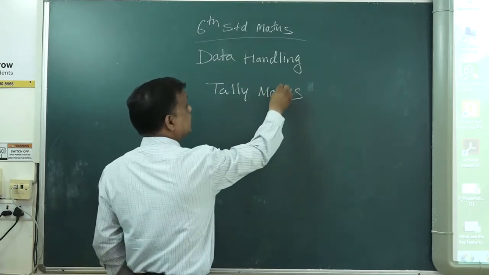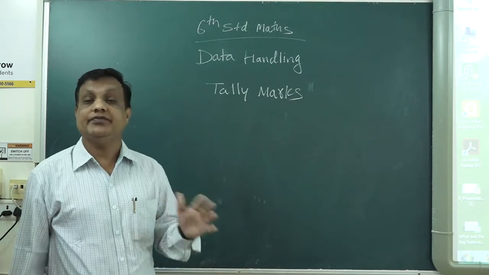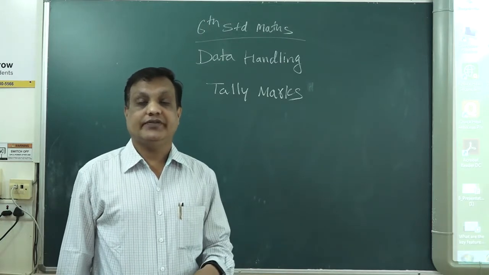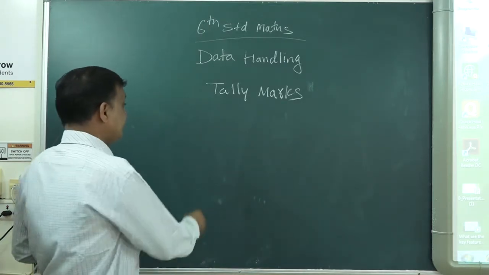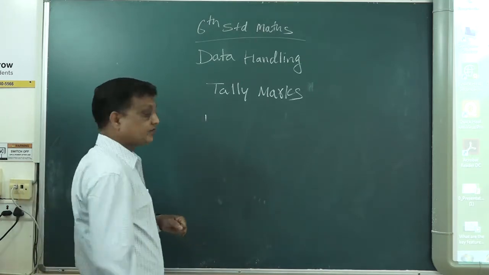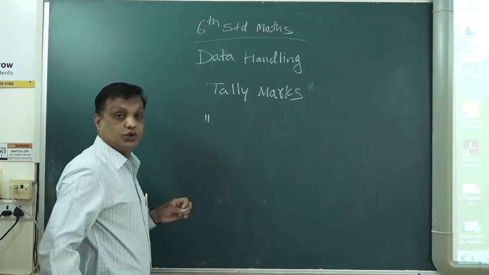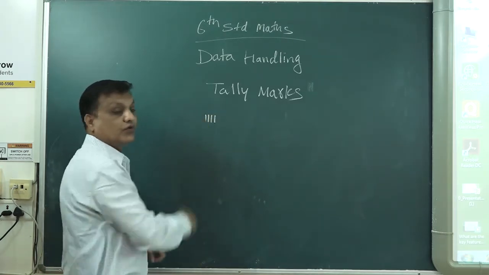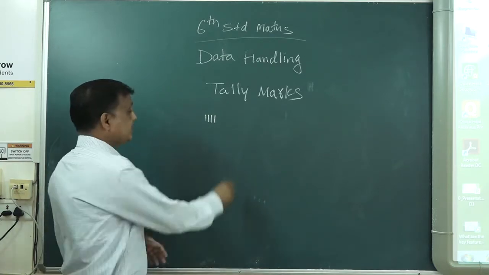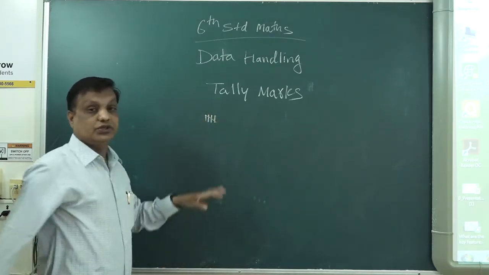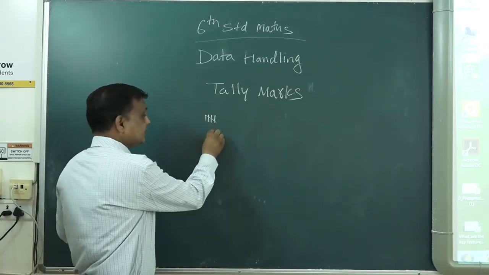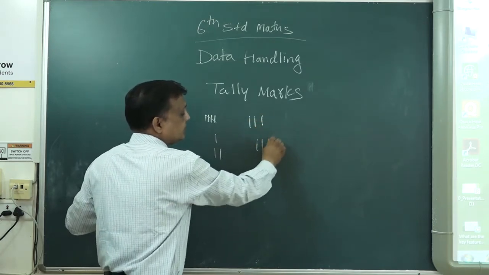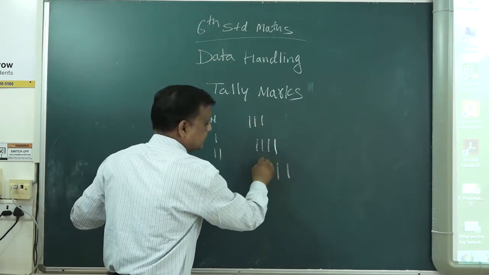Tally marks. Now what is meant by tally marks? Tally mark means any information, any data we are showing in symbols. Like we know that this is 1. If I put one more, it became 2. If I write one more line, it became 3. One more line, it became 4. And if I want to show 5, I will make a cross over these. So this became 5. This became 1, this became 2, this became 3, this became 4 and this became 5.